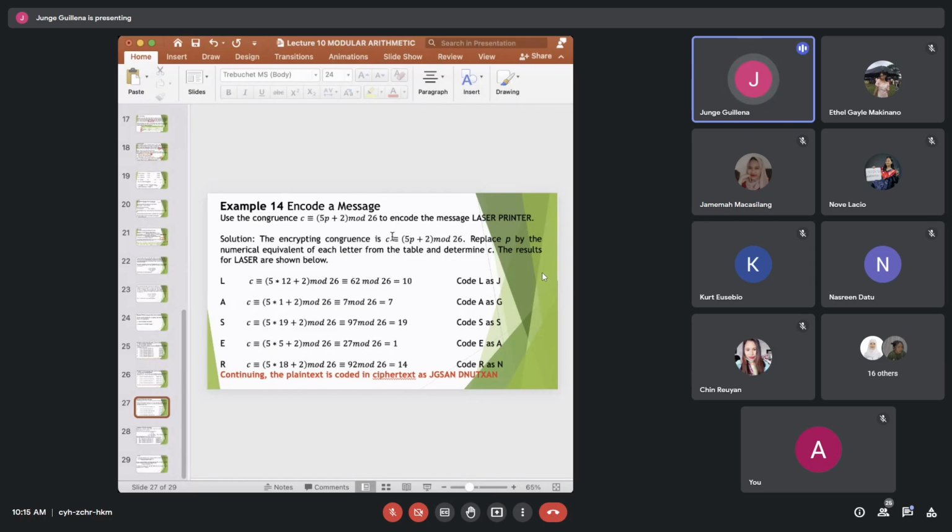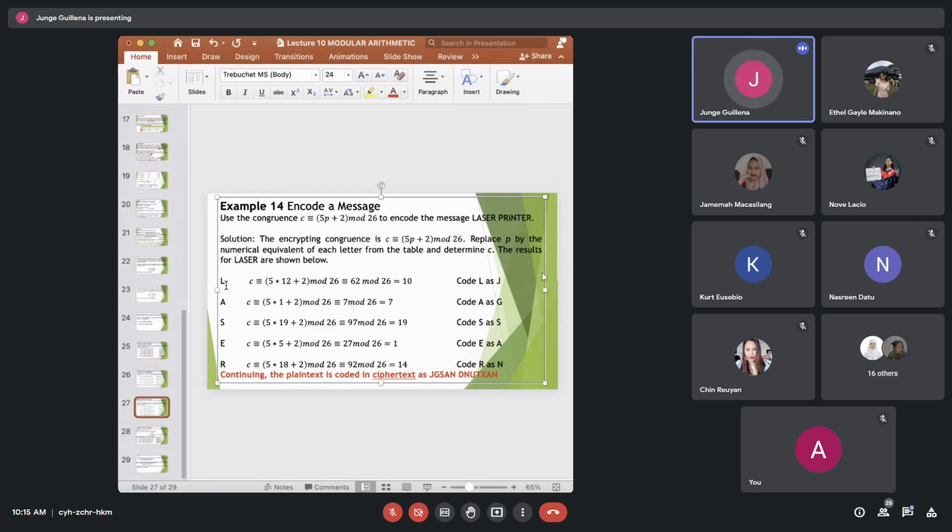Okay, so the encrypting congruence is this one. It is already given, so what you will do is just plug in or substitute the value of P times 5 plus 2, divide by 26, and whatever the remainder is, you locate that on the table. Again, take note, the answer is the remainder. Replace P by the numerical equivalent of each letter from the table and determine C. The results for laser only are shown, the printer was left out. But once you understand laser, you will automatically understand how to find the coded letters for printer.